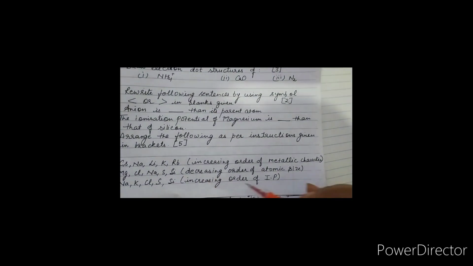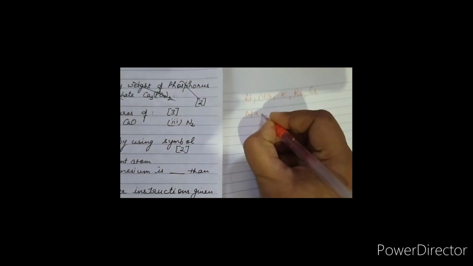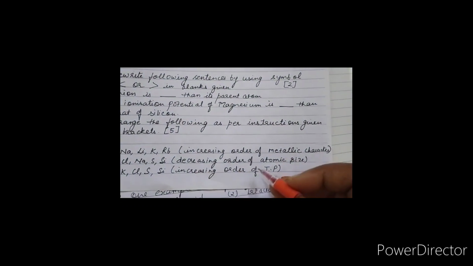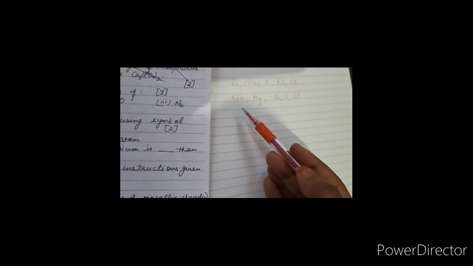Second is decreasing order of atomic size. So first arrange it as it has been arranged in the periodic table. So that is sodium, magnesium, silicon, sulfur, and chlorine. Across a period, atomic size always decreases, and here also it is asked decreasing order. So the same is the answer here also. If it had been increasing, you would have reversed the sequence.